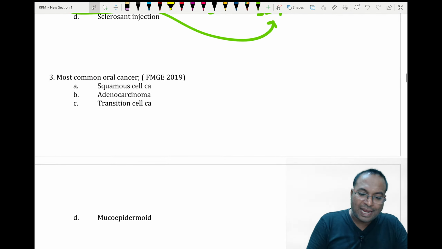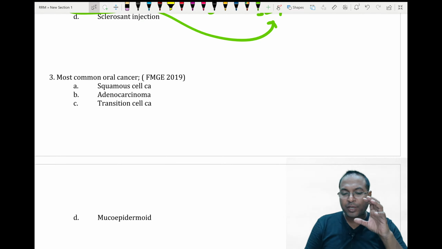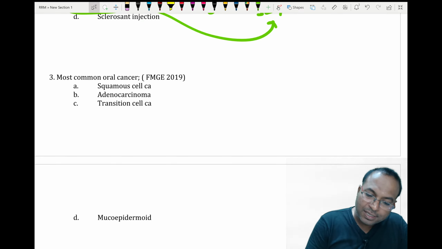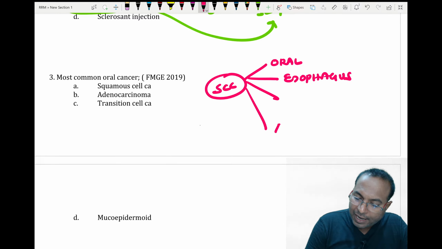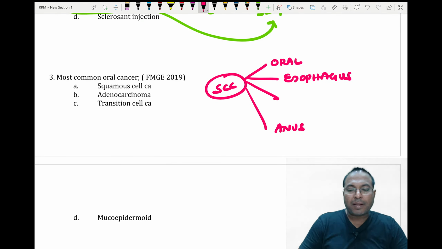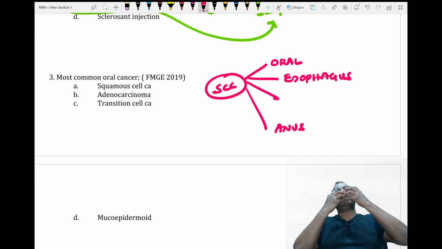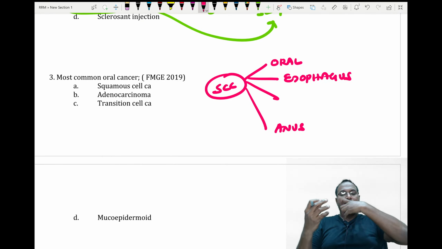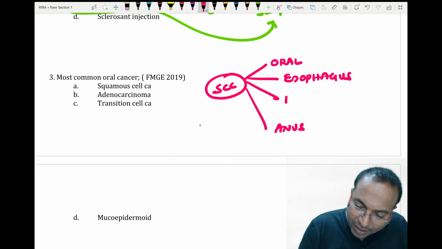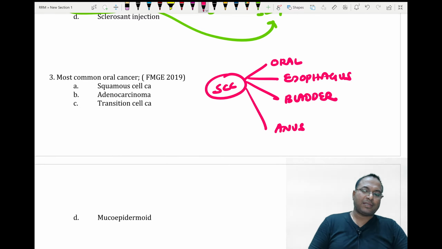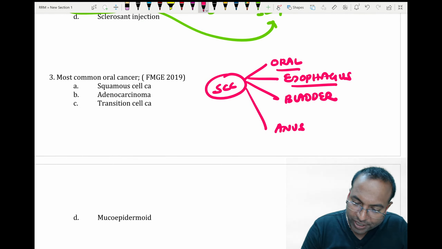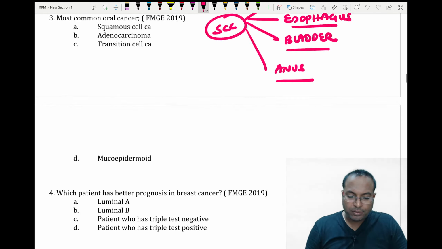My next question is on the most common oral cancer. The most common oral cancer is squamous cell cancer. So please remember, squamous cell cancer in the GIT is seen in the oral cavity, esophagus and anus. Another area inside the abdomen is the bladder, which is also a squamous cell cancer. So squamous cell cancer is seen in these 4 locations. Please don't forget these 4 locations.